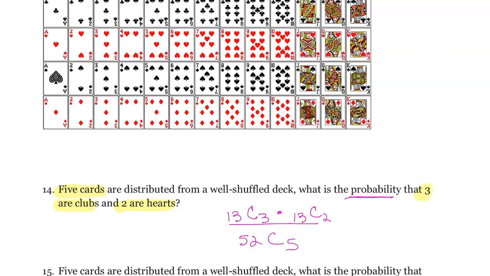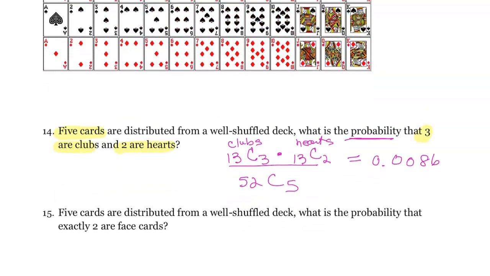Let me just flip to my page and get you a number for that. So this first one was from the clubs. Second one was from the hearts. Put them together, put it in your calculator. You should be getting 0.0086.